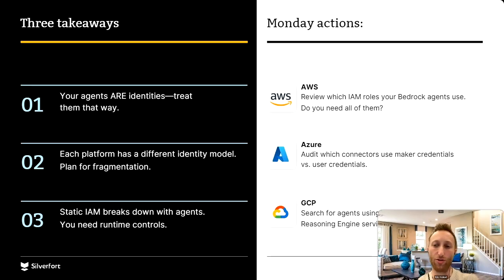In Azure, make sure that you can audit, okay, which one of the connectors was used in each interaction, okay? And in GCP, search for agents that are using the default service account. And if you find any in your production environment, maybe that should be your first remediation, okay? Because they are shared across the entire project.